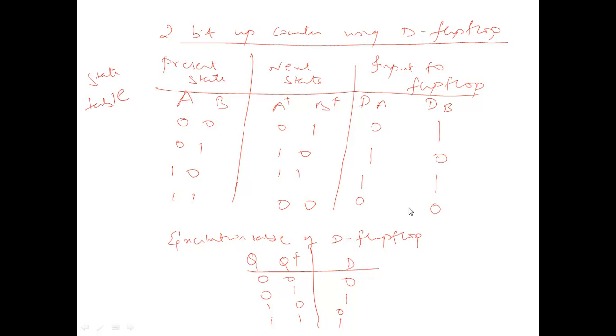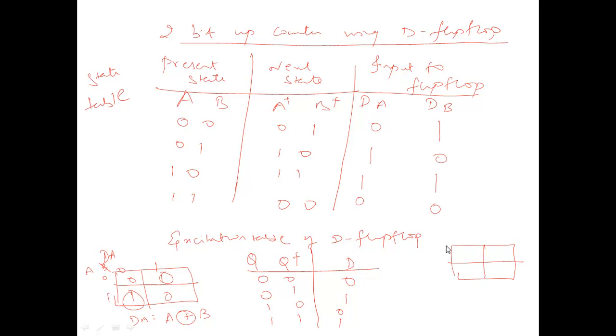Now you have to find what is DA and what is DB. For finding DA, you do a 2-bit K-map with A and B, 0, 1, 0, 1. So you can see for 0, 0 it is 0, for 0, 1 it is 1, for 1, 0 it is 1, and for 1, 1 it is 0. So this is nothing but DA equal to A exclusive OR with B. Okay. Now let us check what is DB. For DB again you have to do a 2-bit K-map.